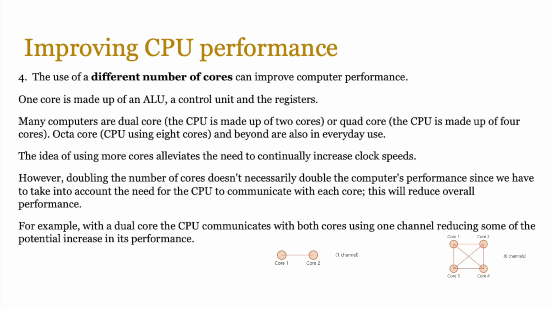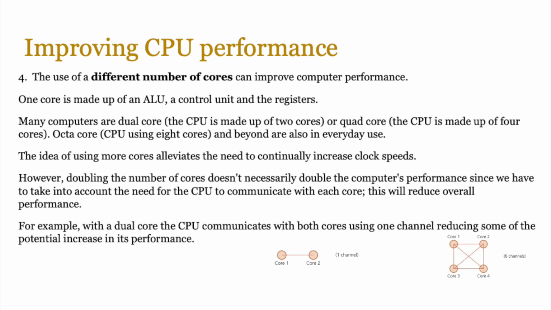Now, one core is made of an ALU, a control unit, and registers, and many computers now are dual core or quad core or octa core. Dual core is 2 CPU cores, quad core is 4 CPU cores, and octa core is 8 cores. And even beyond that are possible. There are CPUs which have 12 or even 16 cores available to them.